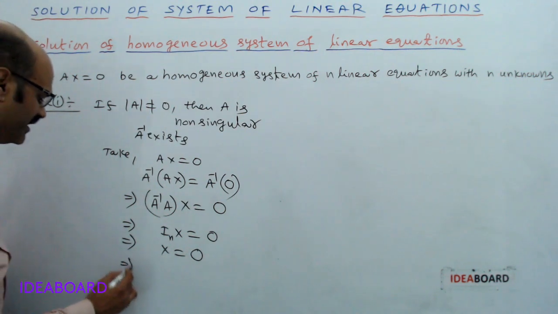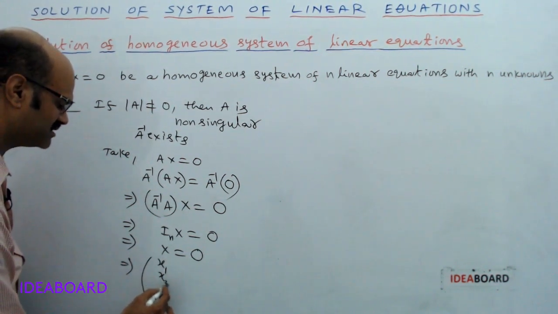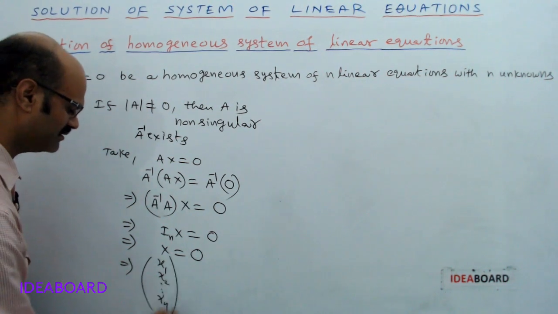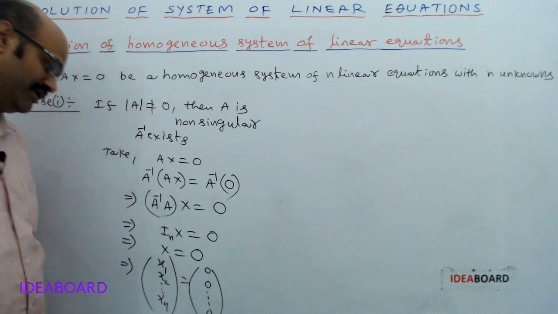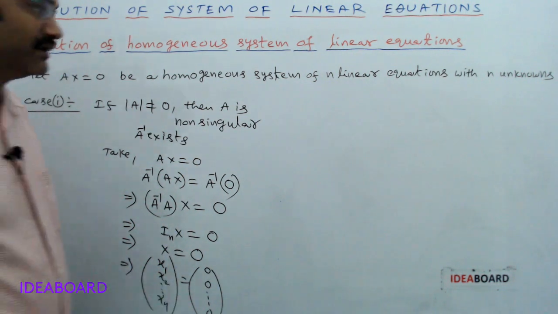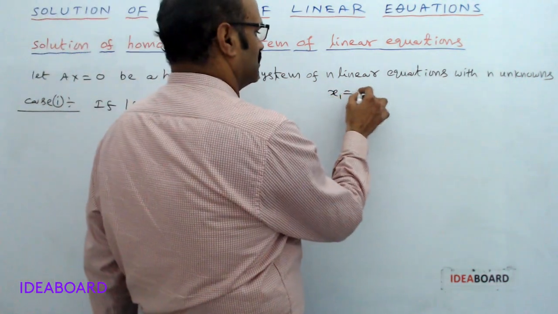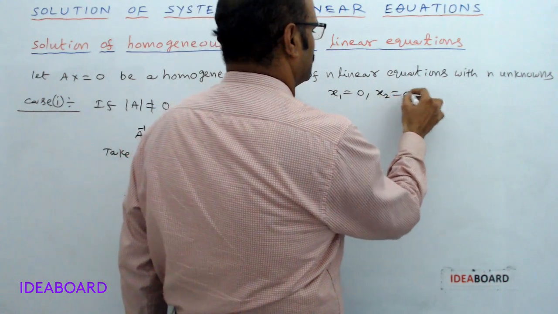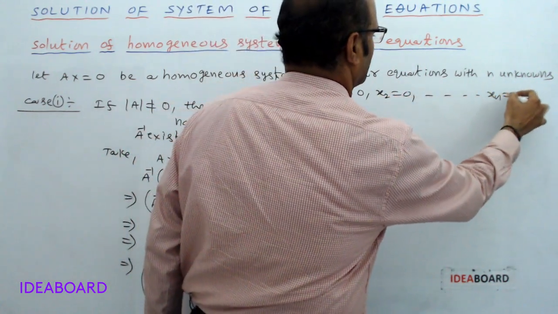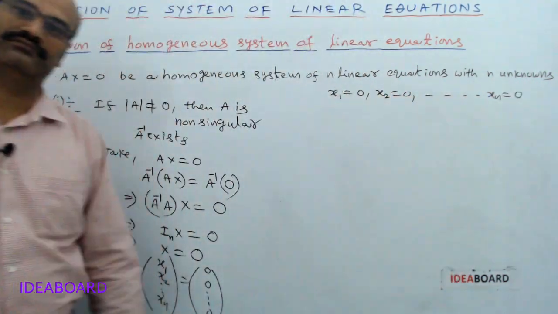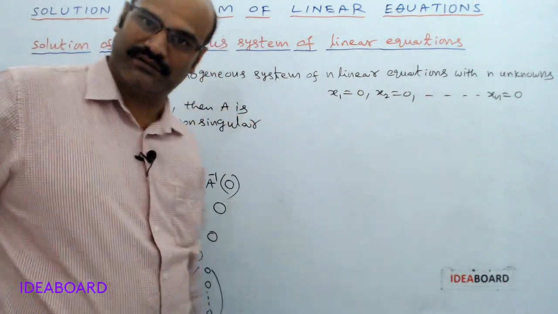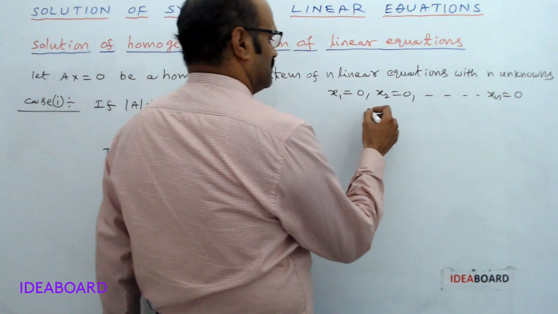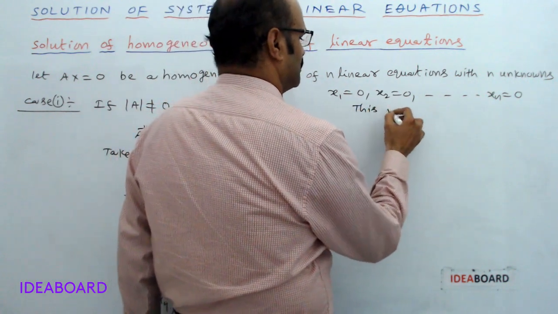So here we can take it as x1, x2 and so on up to xn equal to 0, 0, 0 and so on. Therefore, we conclude that x1 equal to 0, x2 equal to 0, and so on, xn equal to 0. This solution is said to be the trivial solution. This is called the trivial solution.